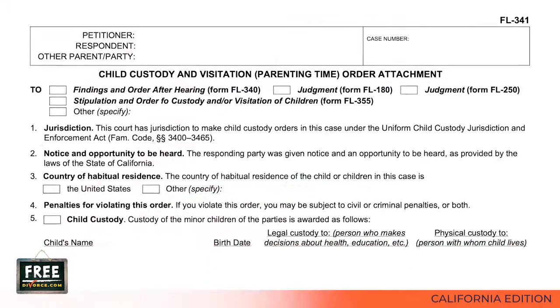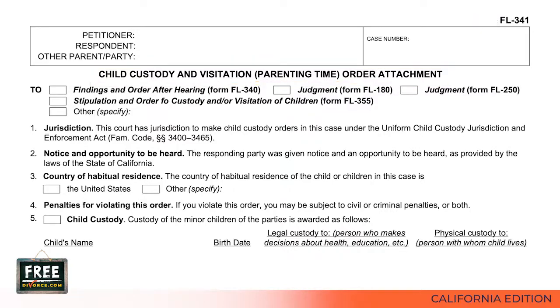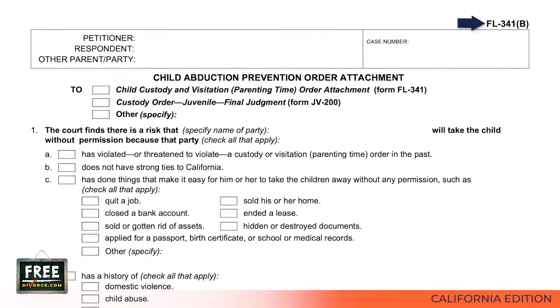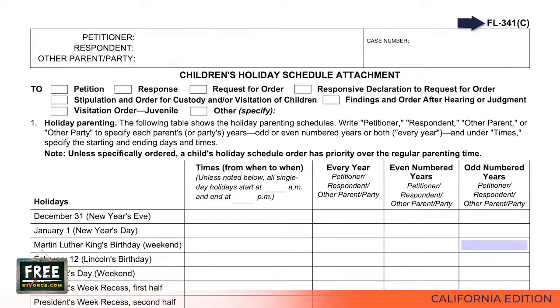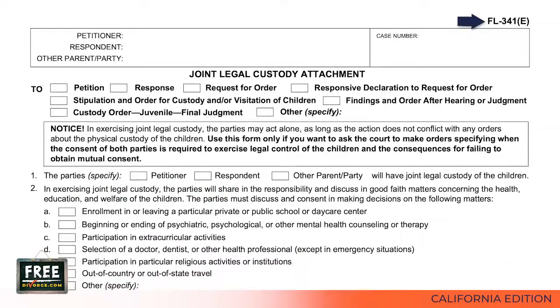If you have minor children, then you will also need to attach the following forms. You will need to attach the child custody and visitation parenting time order attachment, which is FL-341, and any of the additional child custody related forms you may have elected to include, such as FL-341A, FL-341B, FL-341C, 341D, and/or FL-341E.